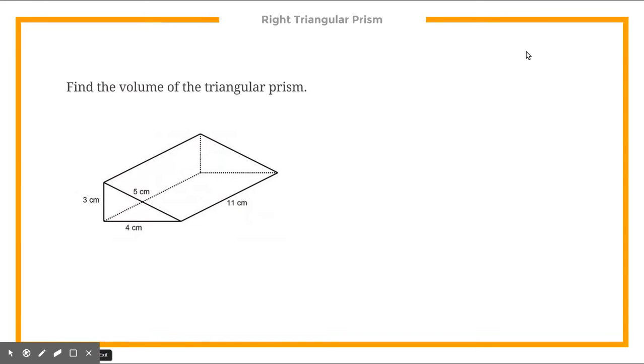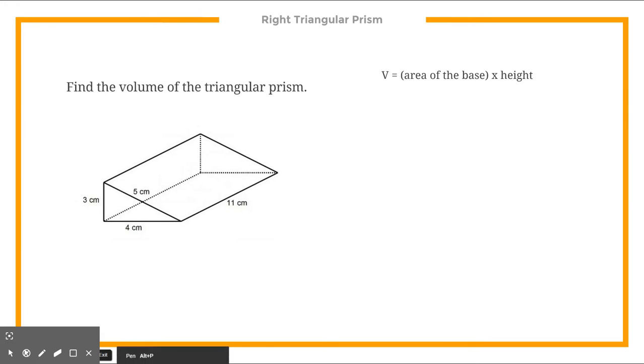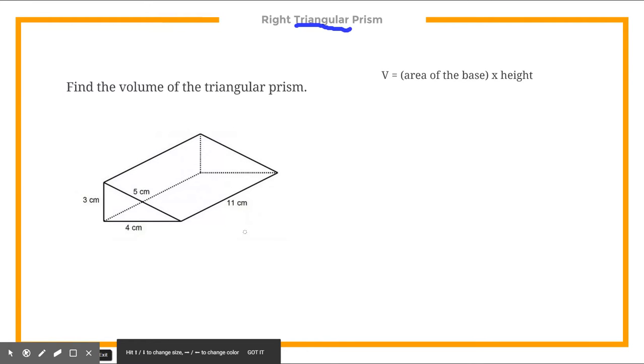All right, the next one that we're going to talk about is a right triangular prism. In this one, basically you're doing the same thing as we did before, and you're finding the area of the base and multiplying it by the height. Now many people end up thinking that the base is the edge that it's sitting on. However, you need to ask yourself, what kind of problem is this? It has to deal with triangles, okay?